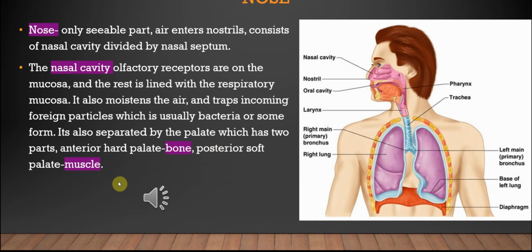There are 6 important things about the respiratory system. The first one is the nose, which is the only visible part, and the air enters through the nostrils, which just consist of nasal cavities divided by the nasal septum.